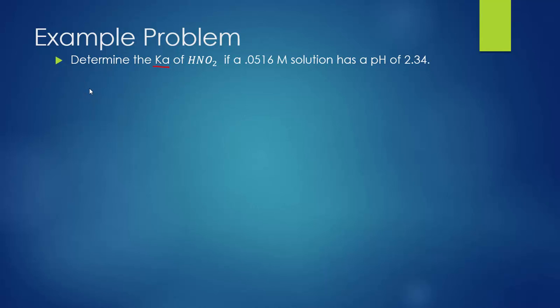To do this, we need to know what's happening. So HNO2 is reacting with water, H2O, and that produces NO2-, the conjugate base, and H3O+. Now, how much of this does it actually make? Well, we don't know. We have to figure that out. But we do know that we started with an initial concentration of 0.0516 molar nitrous acid. This is our solvent. We don't care, so I'm just going to draw an arrow.